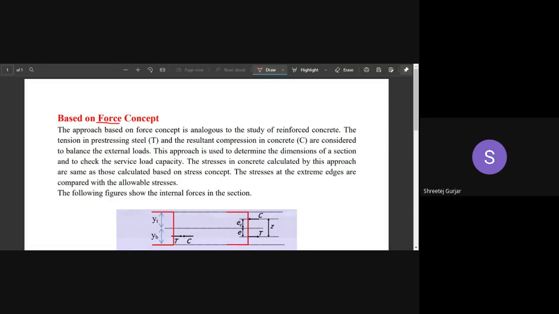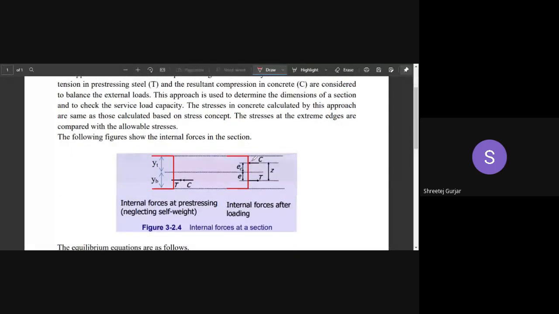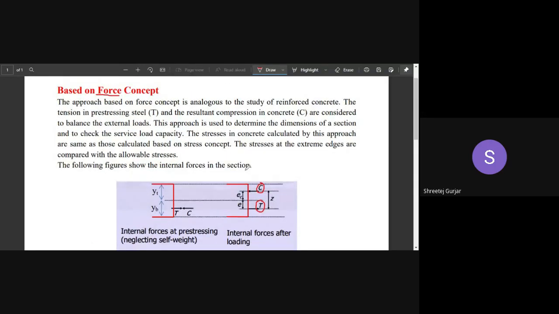Because we deal with forces, that is the compressive force and the tensile force, which you can see in this diagram. This is the compressive force C, and this is the tensile force T. Because we are dealing with these forces, this concept is called the force concept. The approach based on the force concept is analogous to the study of reinforced concrete.